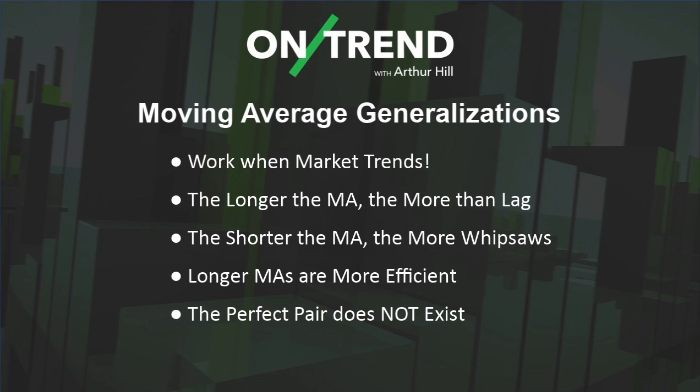And finally, the perfect pair does not exist. I would suggest you pick a pair that makes sense to you, your trading style, your trading time frame, and apply that pair to every chart you own. Don't go changing your moving averages based on what you're seeing on past performance. All right, sure, maybe for technology, you might have a longer moving average than, say, for utilities, which are less volatile. But the important thing is to realize the perfect pair does not exist.